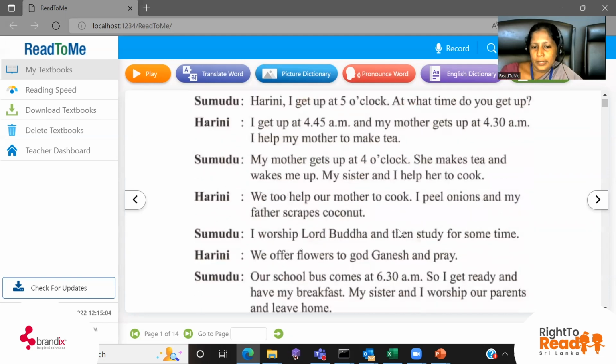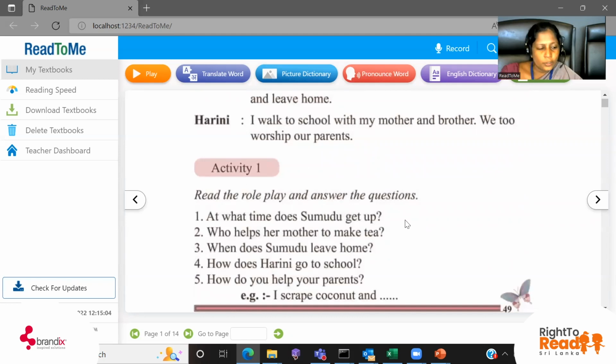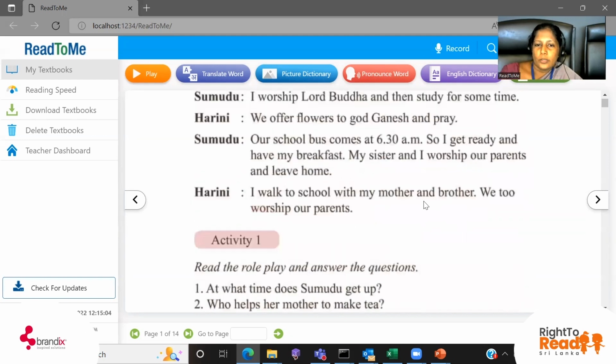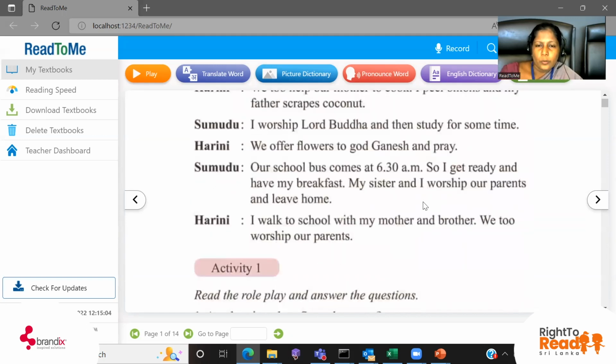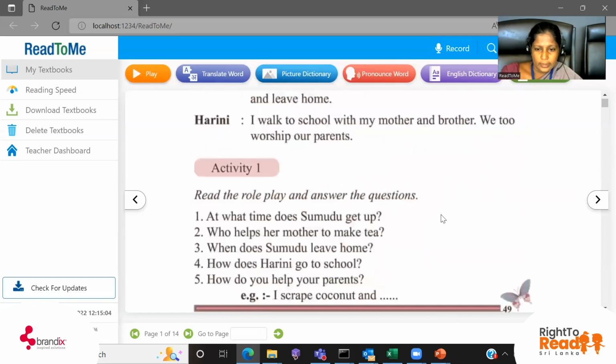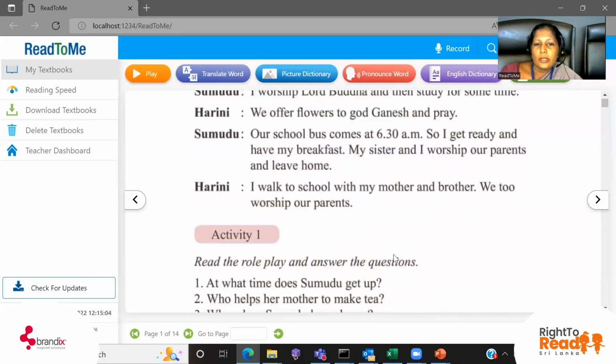That is Harini. Harini is making her mother to make tea. When does Sumudu leave home? So, Sumudu, our school bus comes at 6:30 a.m. So I get ready and have my breakfast. My sister and I worship our parents and leave home. Yes, at 6:30. How does Harini go to school?